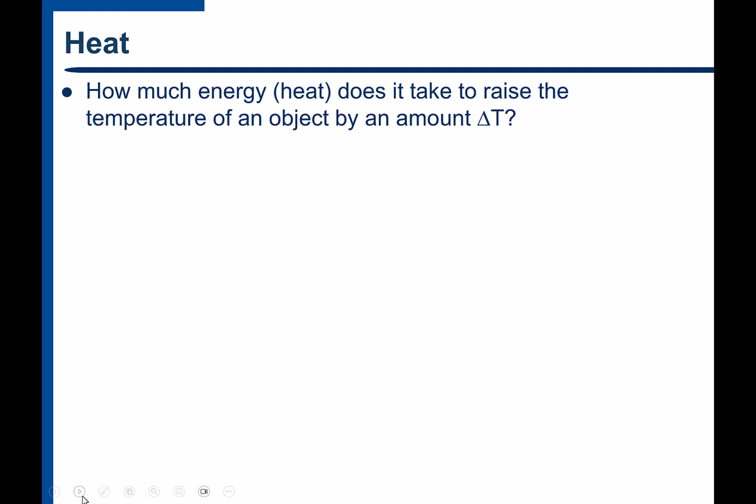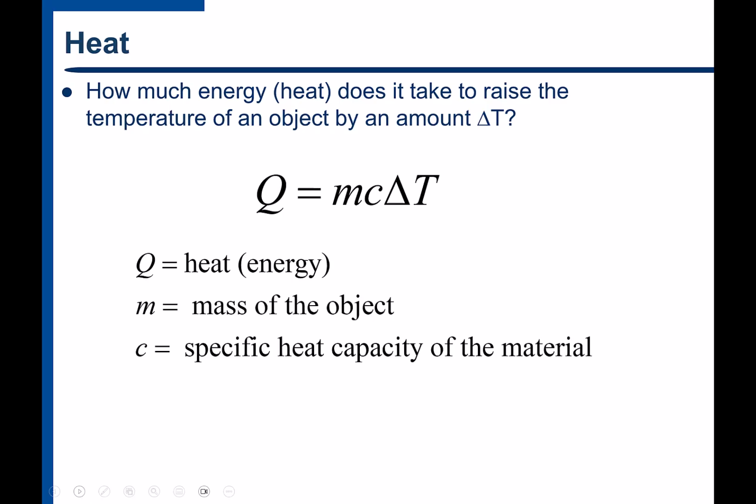So, how much energy does it take to raise the temperature of an object by an amount delta T? Well, here we're going to build on that concept of specific heat capacity. We define Q to represent the energy or the heat that is either going in or out of the object, m is the mass of the object, and C is the specific heat capacity of the material, and finally delta T is the change in temperature.